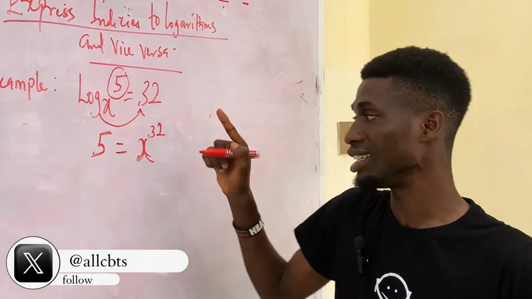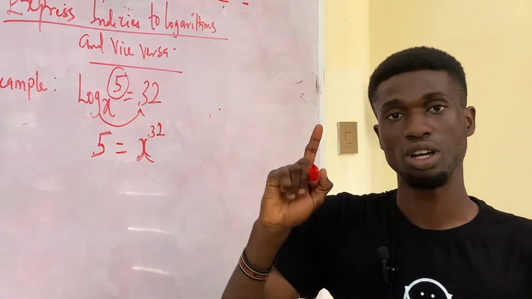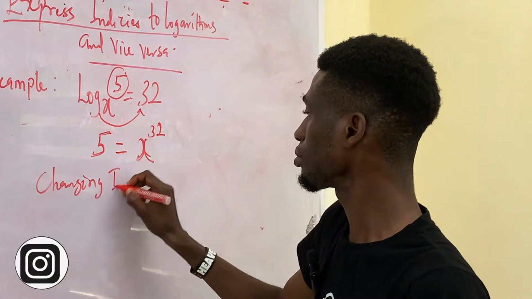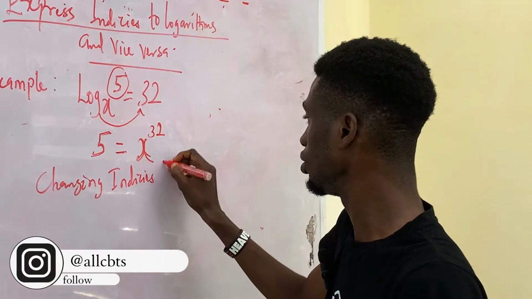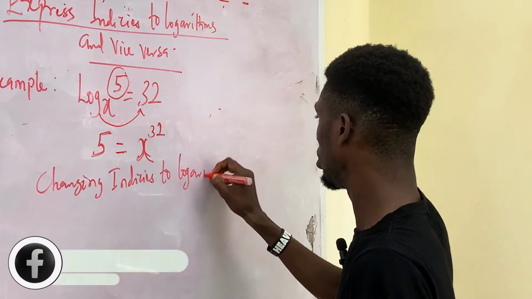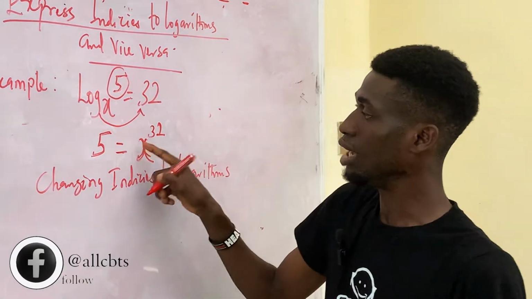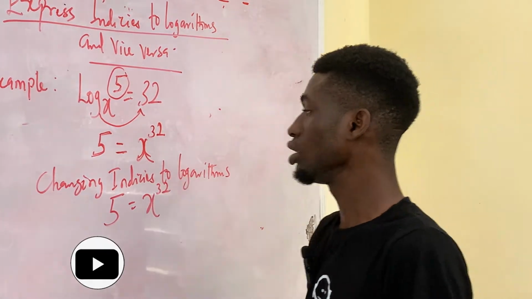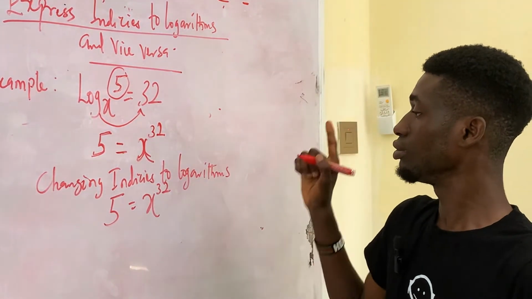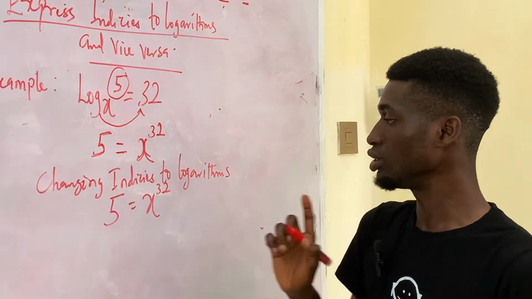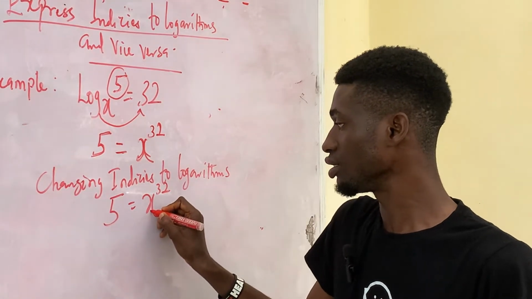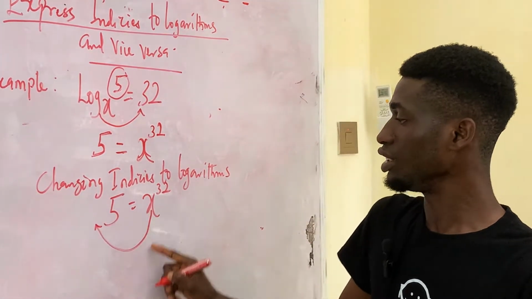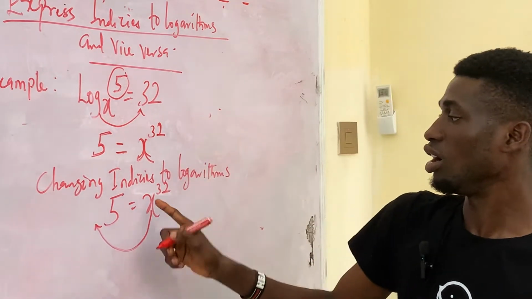meaning that I want to change right now from indices to what? Logarithm. Now, so that brings us to changing indices to logarithm. Now, this is what we have. We have 5 equals to x raised to power 32. Now, if you want to change from indices to logarithm, what you have to do is that this x, this base here, will return back to this position. Now, if it is coming, then you change it to log of the x.